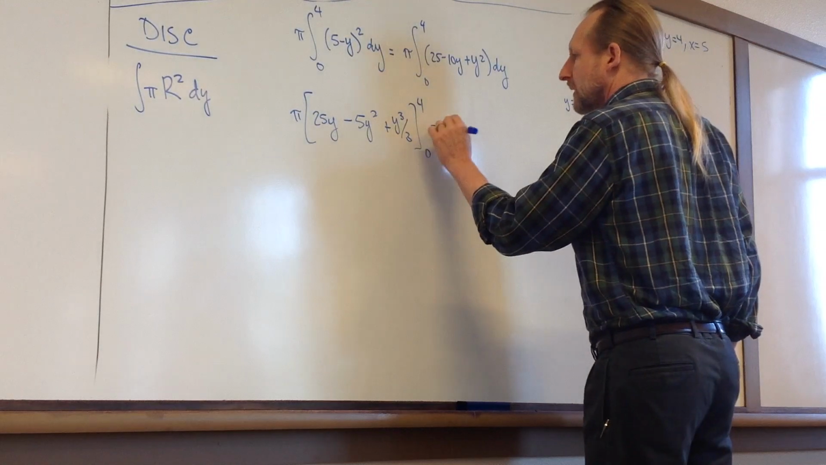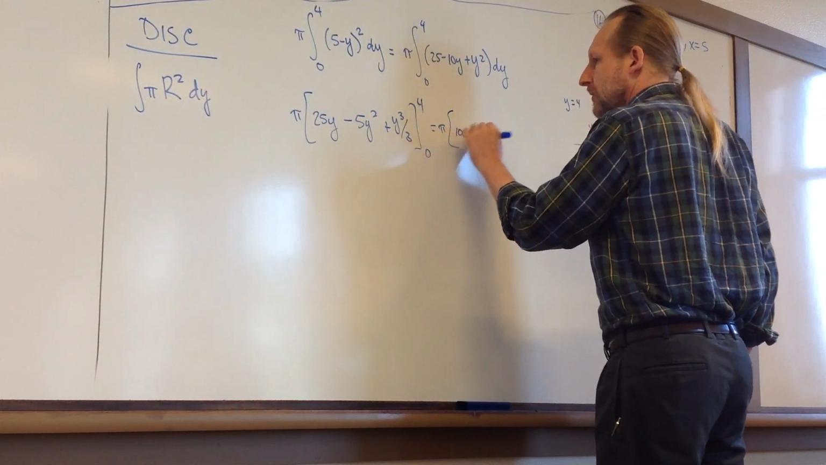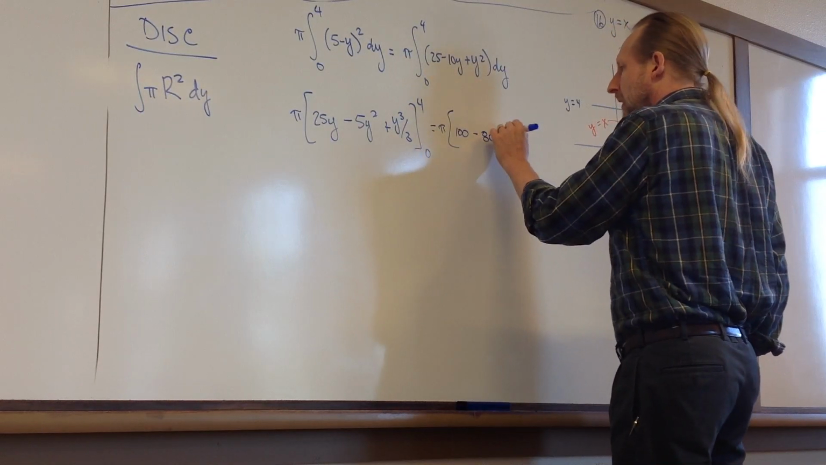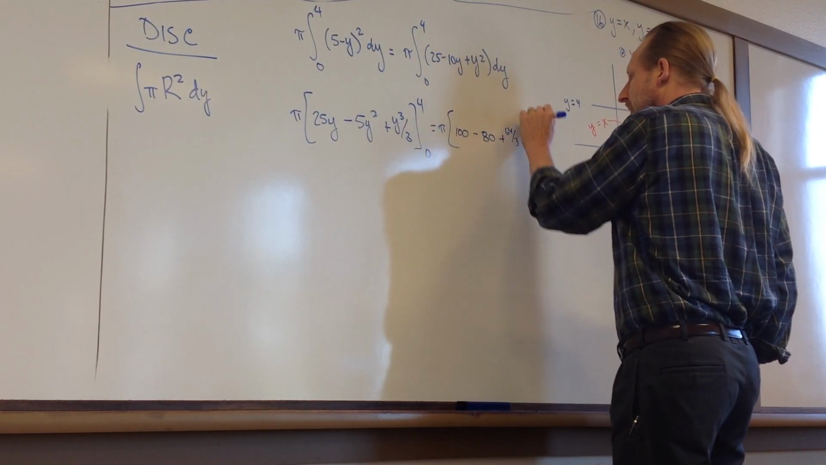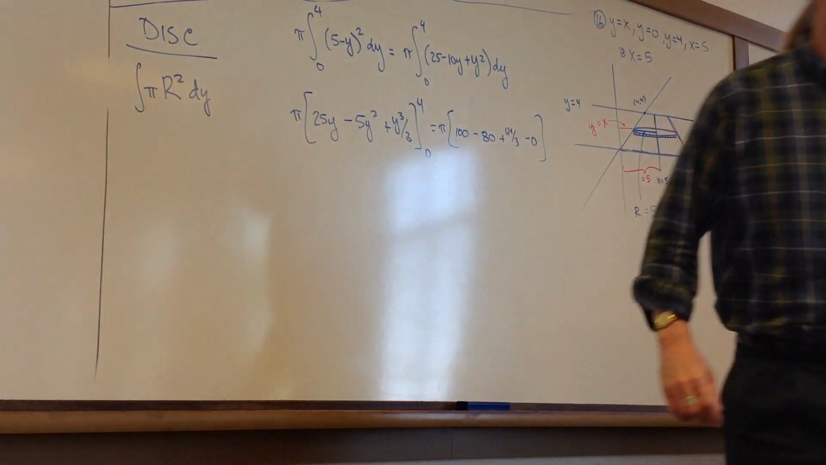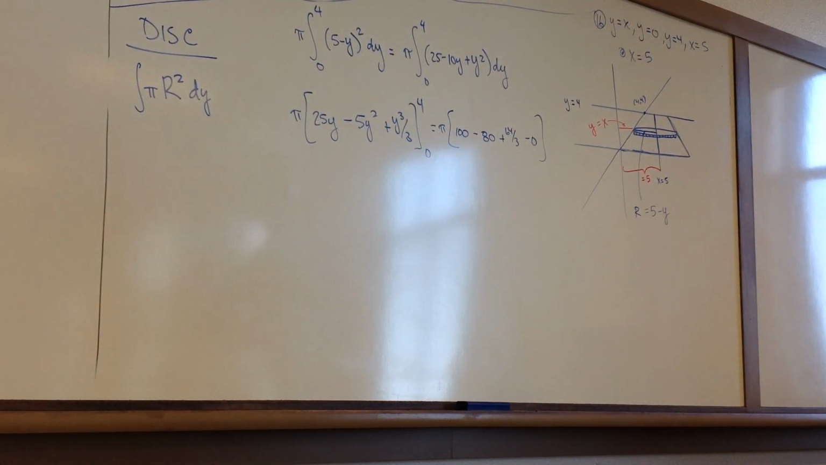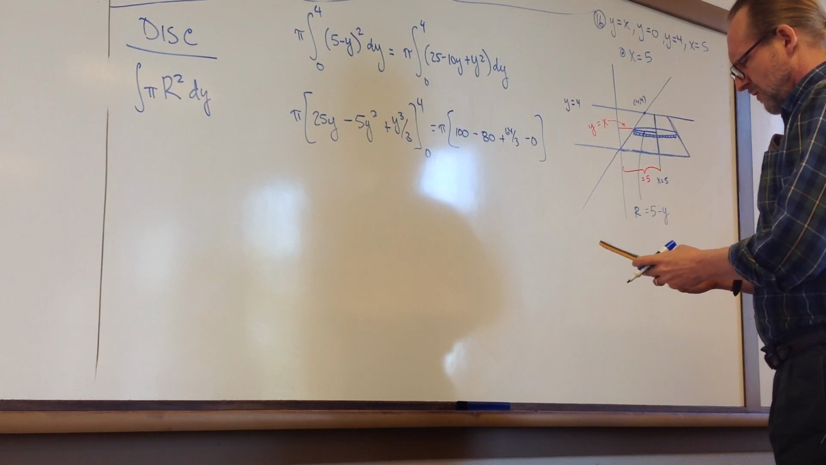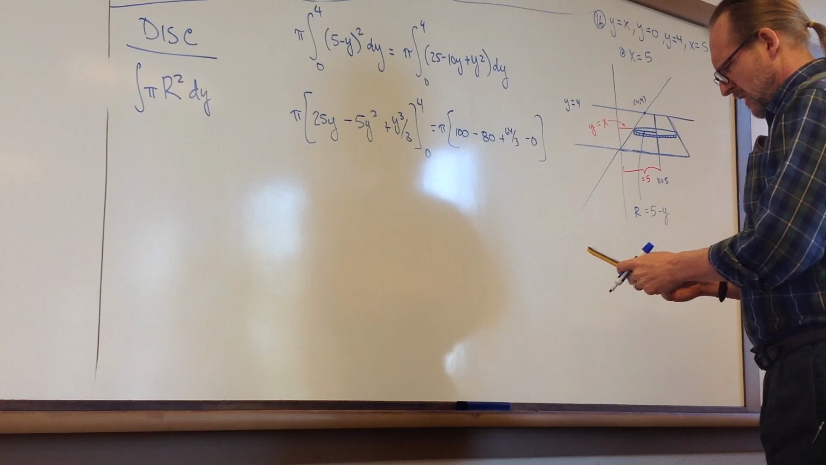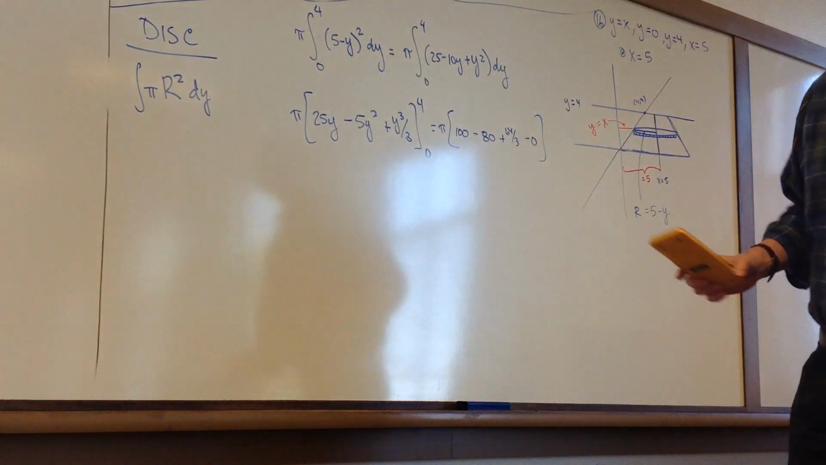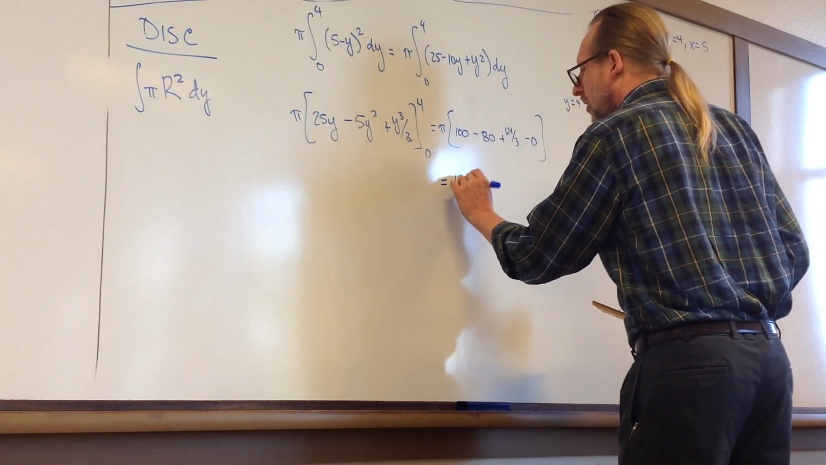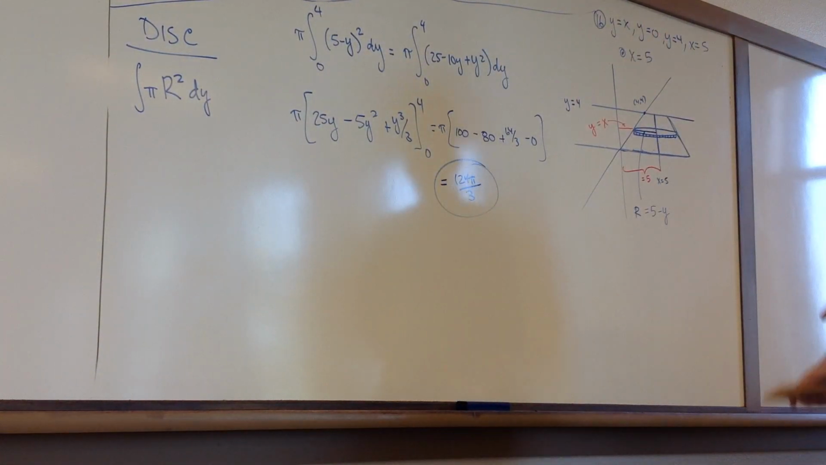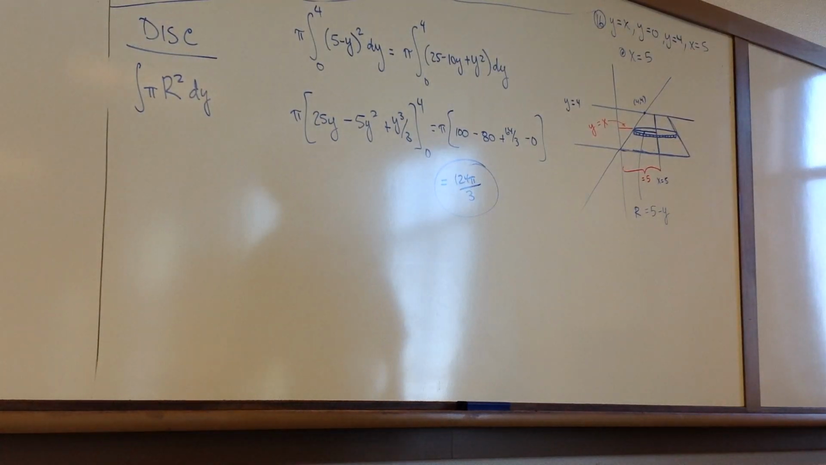So let's see what we get out of this here. That'll be 100 minus 5 times 16, so that's 80. And then 64 over 3, and then we'll get a 0 when we plug that 0 in there. So that's going to be 20 plus 64 over 3, and so that's 124 pi over 3. Okay, so that's problem 16.